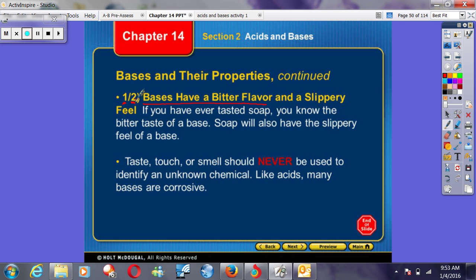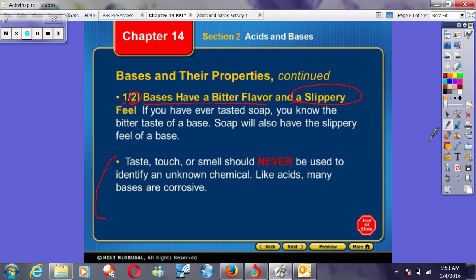Number 2, okay, is they are slippery. Okay, if you've put shampoo in your hands, it's slippery. Dishwashing soap in your hands, wet bar soap is slippery. All those bases are slippery. They have a weird, slippery, slimy feel.